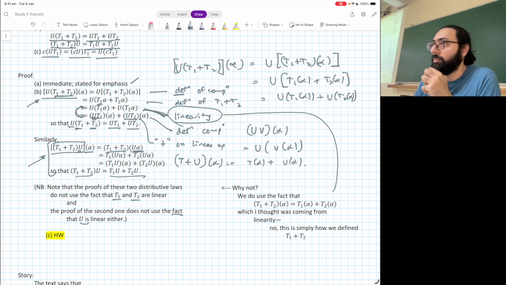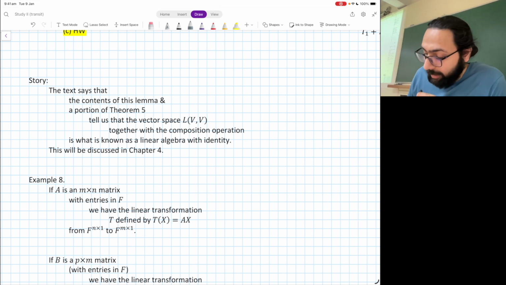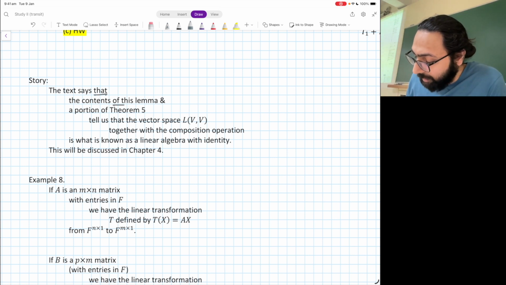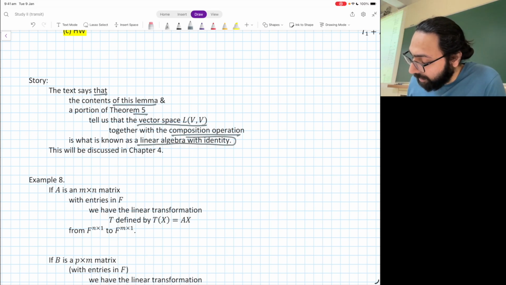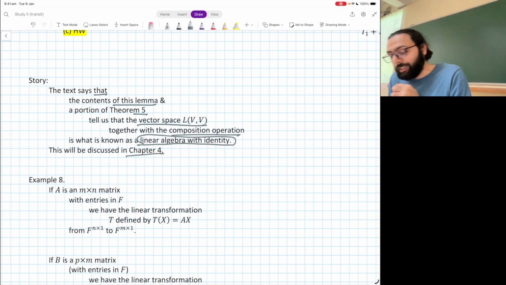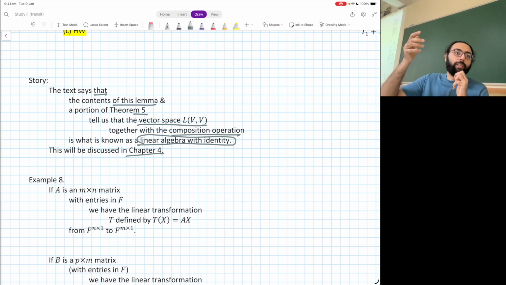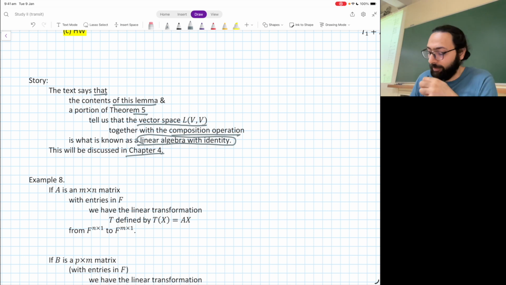Good. Okay, so let's continue then. The text says that the contents of this lemma and a portion of theorem 5 tell us that the vector space L together with the composition operation is what is known as a linear algebra with identity. This will be discussed in chapter 4, so it's just a small remark. I also don't fully understand what he's trying to convey here, but I guess the word linear algebra is basically referring to looking at the algebraic structure of linear operators. So that's kind of what we're finally doing.